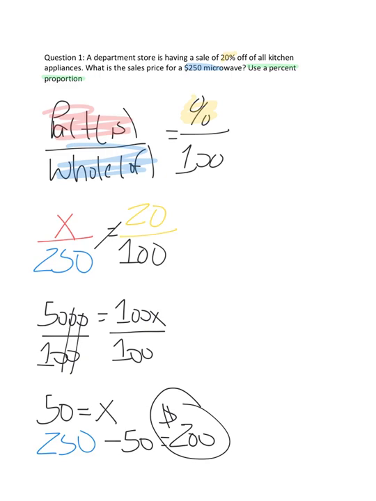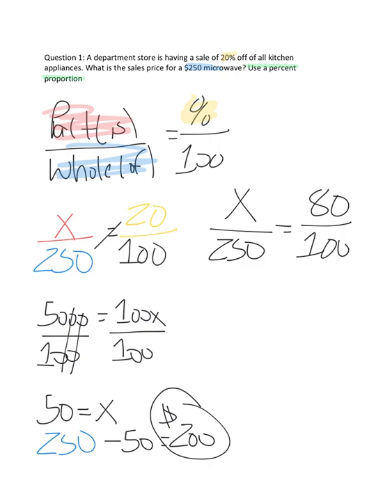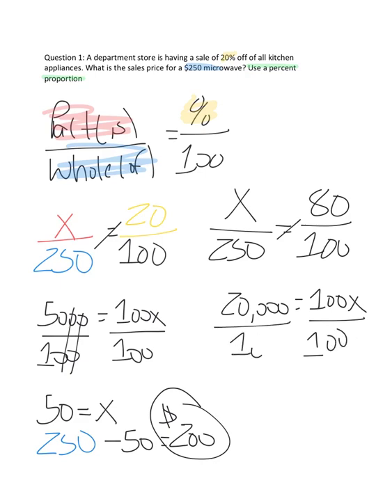Now another way you could think of this is you could set it up a different way. You could think, well, the sales price is going to be 80% of the original price. So some people might have set up the proportion as X over 250 equals 80 over 100. They then would have cross multiplied. 250 times 80 would have been 20,000. 100 times X would have been 100x. If we divide each side by 100, we would have ended up with 200 equals X.